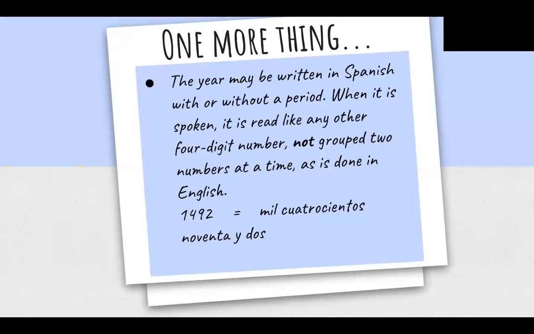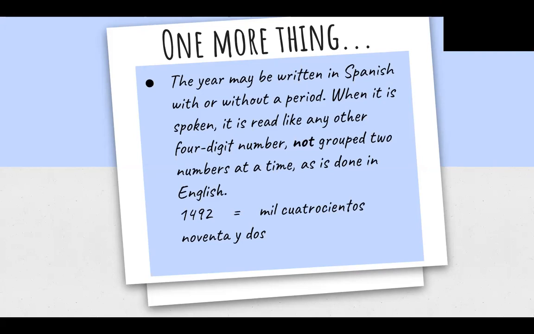One more thing. Let's talk about years, writing years. The year may be written in Spanish with or without a period, or what we call the comma or whatever. When it is spoken, it is read like any other 4-digit number. So you know how in English, we tend to group our numbers like the first 2 digits and then the last 2 digits. So if I'm saying the year 2020, in English I say twenty twenty. In Spanish, you're going to read that year as two thousand twenty, as a 4-digit number.